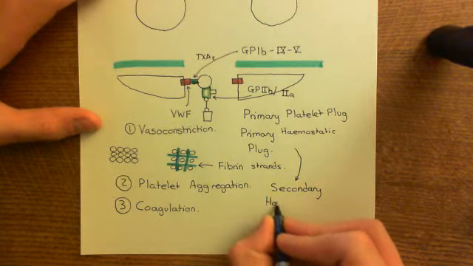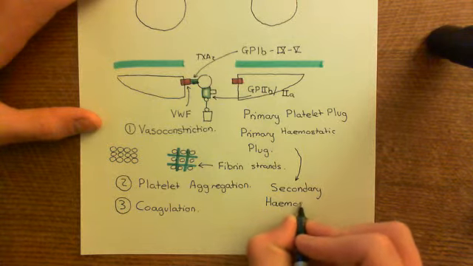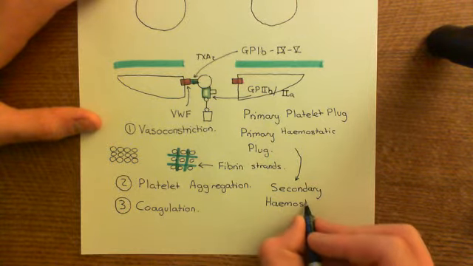There are two main mechanisms by which you can get coagulation.